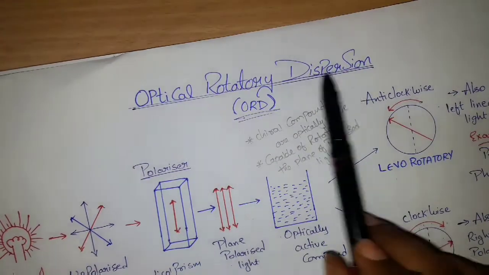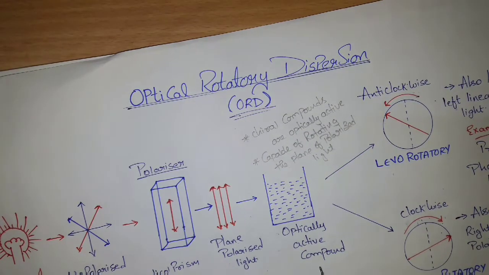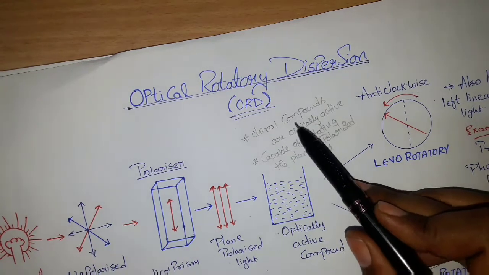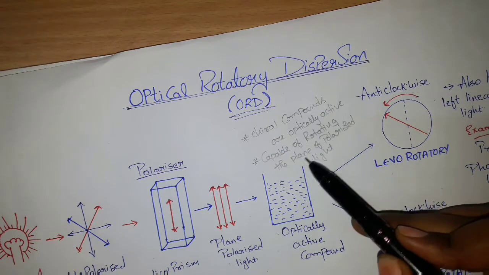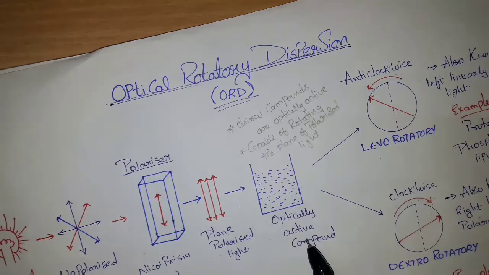In this ORD, optical rotatory dispersion, we are using an optically active compound. So what is meant by an optically active compound? The compound which has a chiral carbon, a chiral center, and which is capable of rotating the plane of polarized light. That type of compounds are known as optically active compounds.